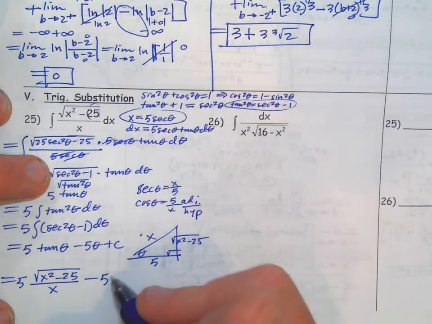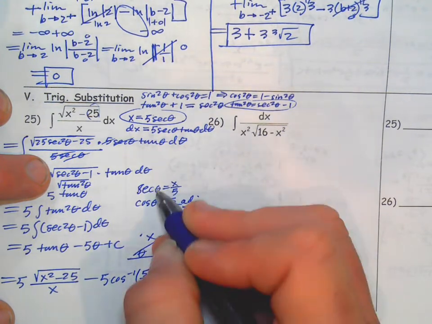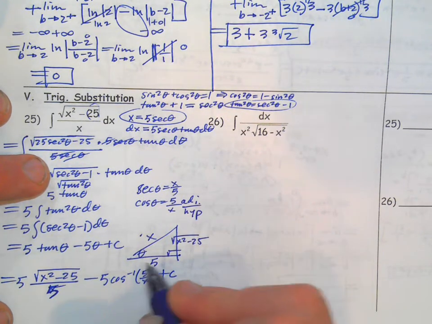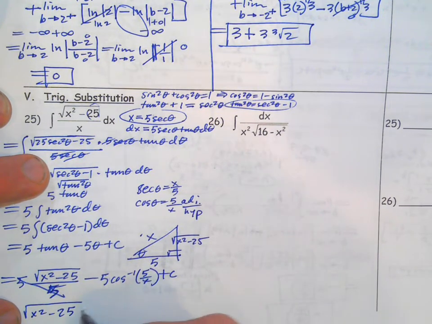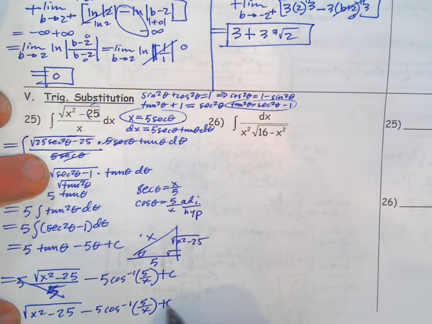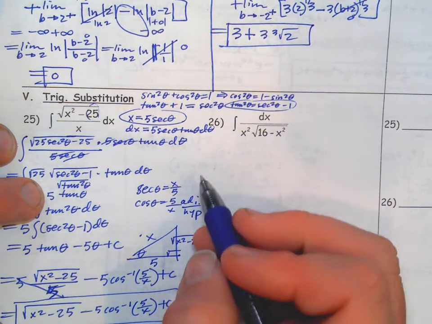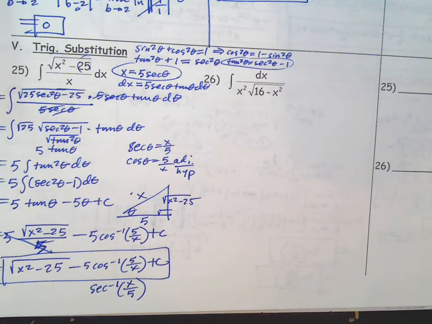And theta is going to be inverse cosine of 5 over x, or inverse sine. It should be a 5, opposite of adjacent. So 5's cancel, so we get square root of x squared minus 25 minus 5 cosine inverse of 5 over x plus c. There are other versions. Here we could have had inverse secant of x over 5 instead. That works. So there you go.